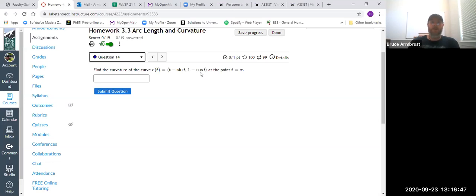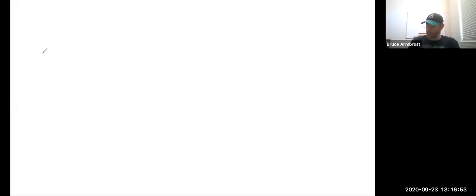So let's go to the whiteboard and do this again. All right, so this time r is t minus sine t, comma, 1 minus cosine t. Now, it did ask us to find curvature. And with curvature, we have lots of different options. Yeah, so I'm going with the dT over dt, the magnitude of that over the magnitude of r prime.